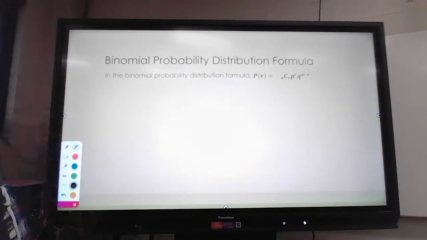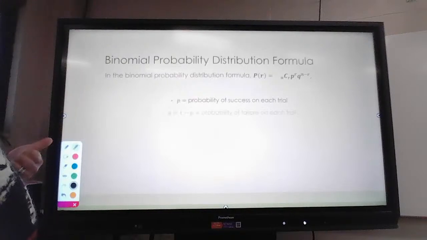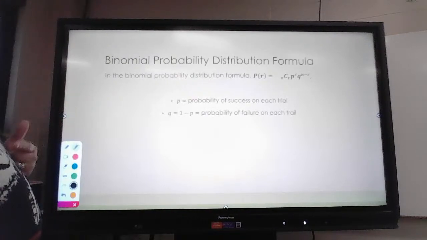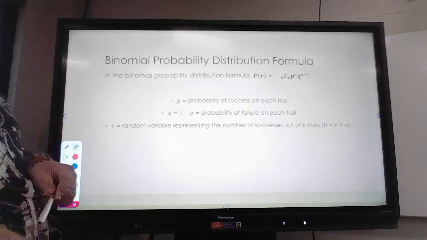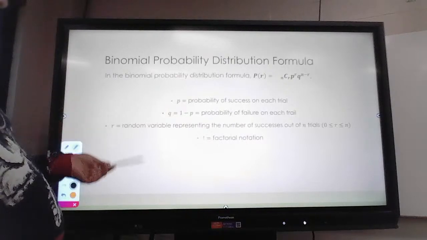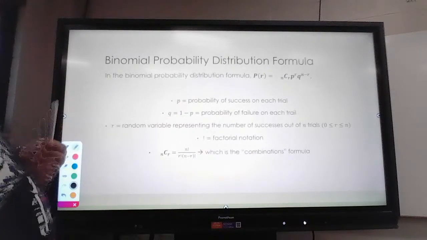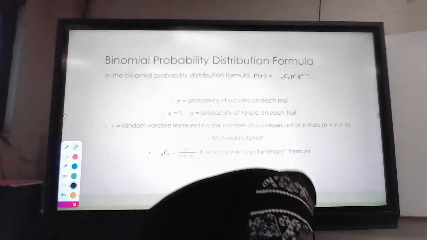So here's our binomial probability distribution formula. P is the probability of success for each trial. Q is the probability of failure for each trial. R represents the number of successes that we want, and it has to be between 0 and n, right? Because there's only a finite number of trials. And of course, we have the factorial notation, and we have the combinations formula, which you can easily do in your calculator.